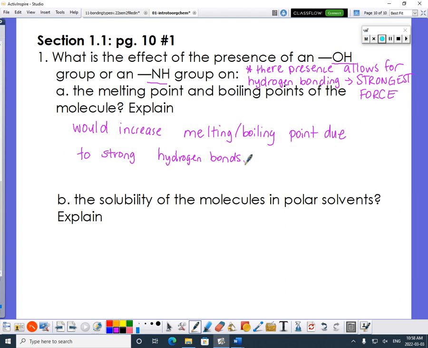Okay, so this question says the solubility of molecules in polar solvents. I would usually not even make you remember that water's polar, so usually my question would be about water. You do have to remember a little bit of grade 11, that like dissolves like. So if something is polar, it dissolves in water or other polar solvents.